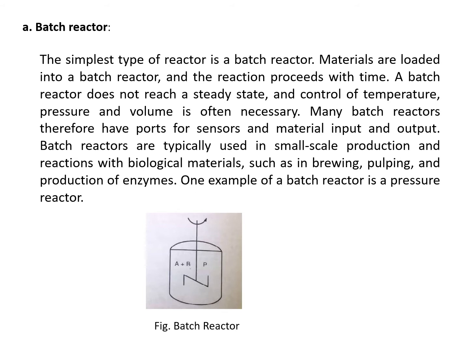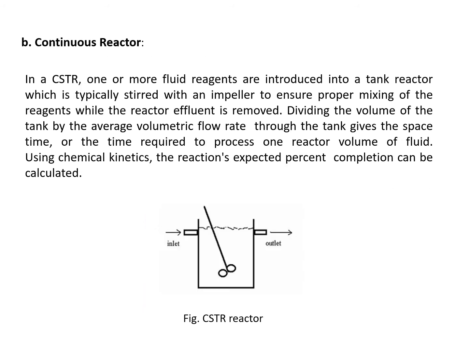Batch reactors are typically used in small scale production and also for reactions with biological material, such as in brewing, pulping, and production of enzymes. One of the basic examples of a batch reactor is a pressure reactor. Here we see the basic batch reactor diagram in this figure, a closed batch unit.